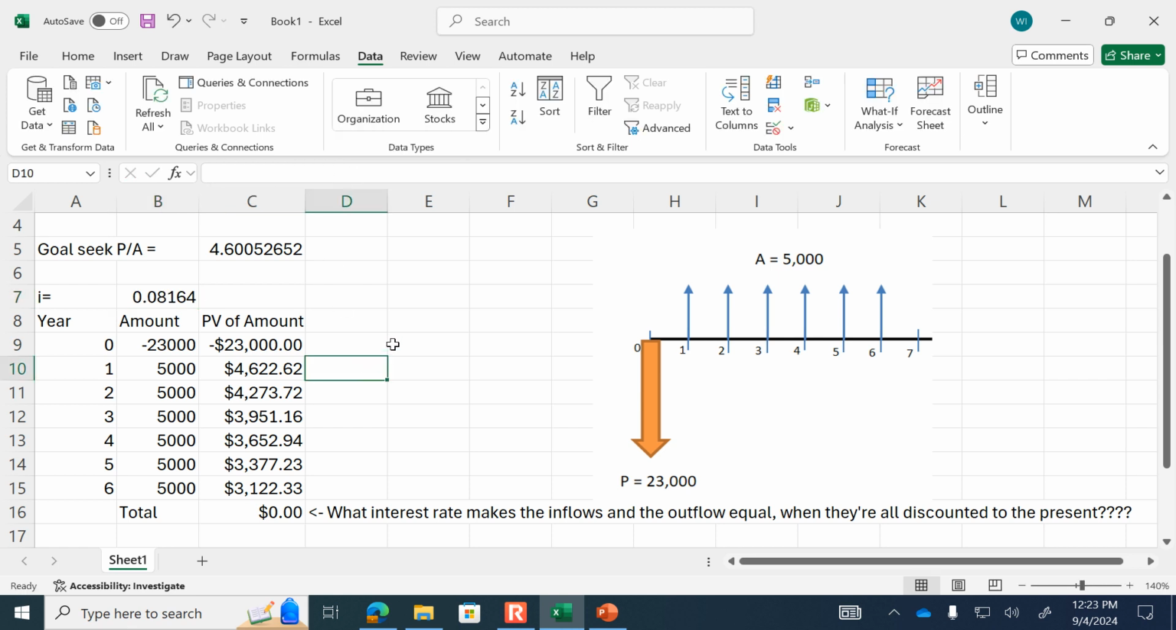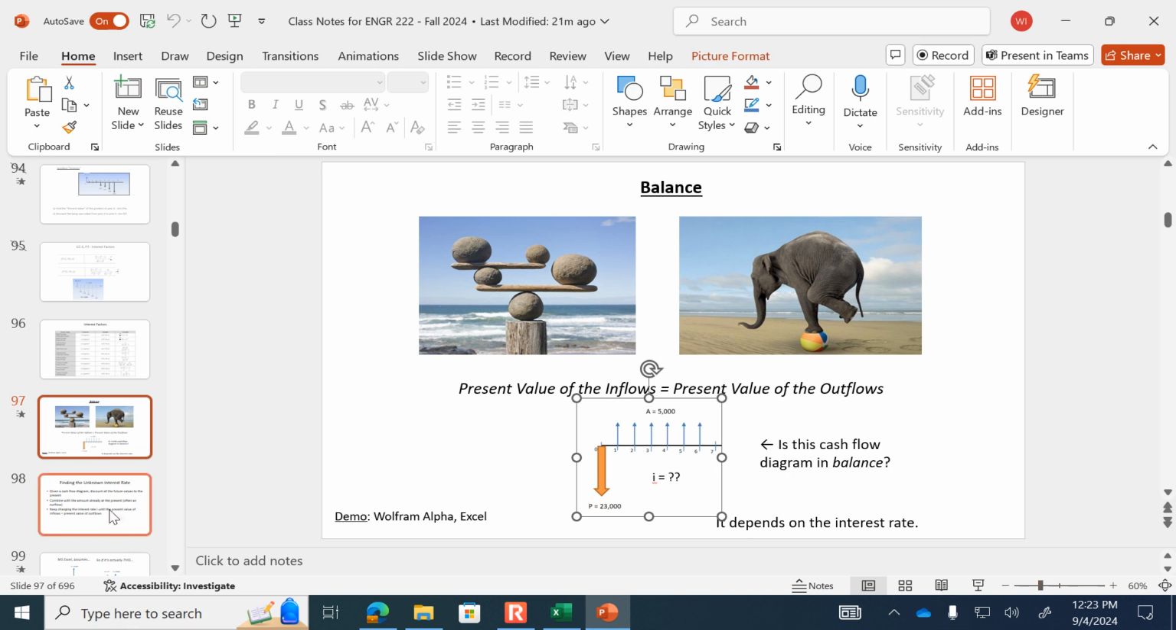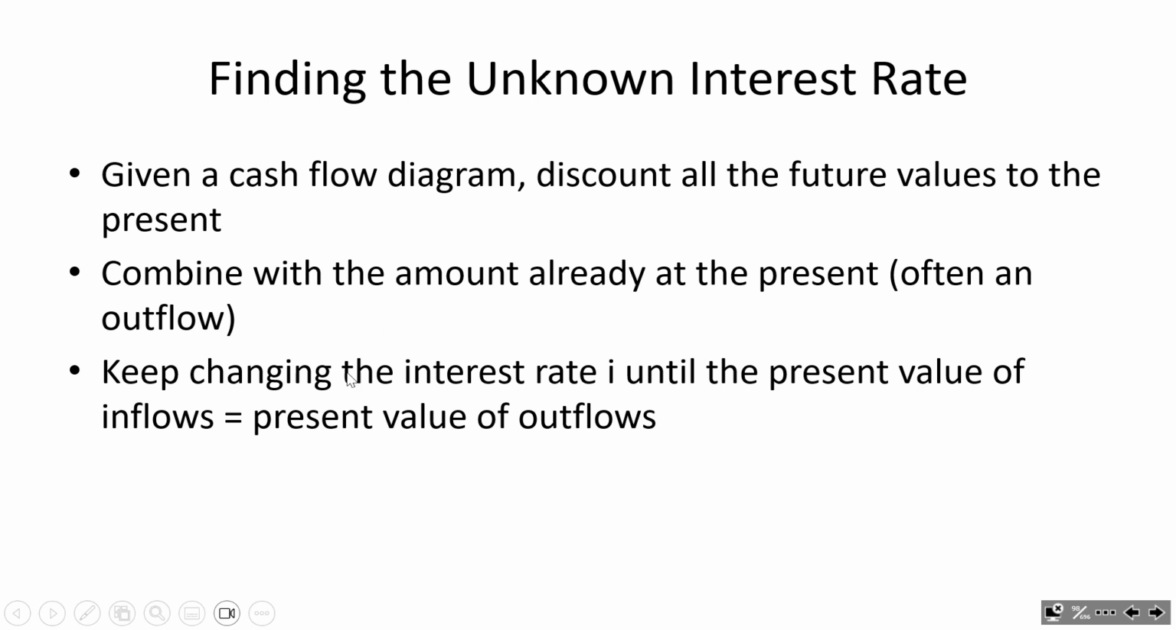That's a preview. We're going to come back to this method that I just did. I'm going to go through it more slowly in the future. So don't worry if you don't have your computer here today or if you didn't follow every single step there. But what I'm doing is I'm just emphasizing this idea of balance. What I mean by balance is the inflows and the outflows are equal when everything is discounted to the present. Any questions so far? Keep changing the interest rate until the present value of the inflows is equal to the present value of the outflows, meaning add it all together and the sum is 0.